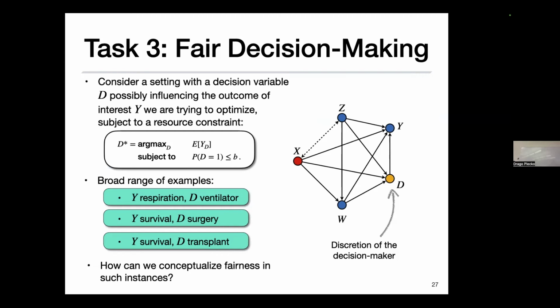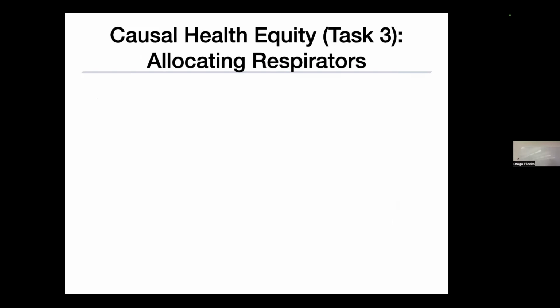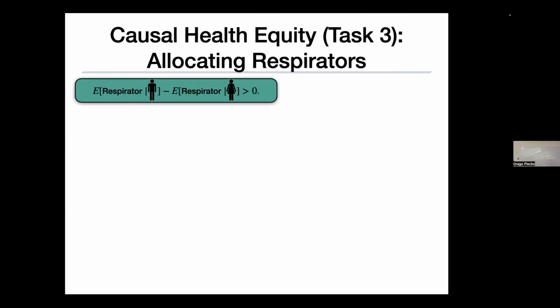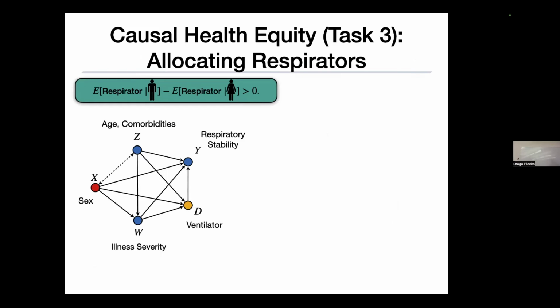So now the key question is, how do we conceptualize fairness in these decision making settings? And I'm going to talk about this in a specific example, which I've looked at a lot and is a super interesting one, about the question of allocating respirators in intensive care or dementia. What you will observe along a number of data sets is that on average, men are more likely to be given a respirator than women. And we're now trying to get to the bottom of why this is the case.